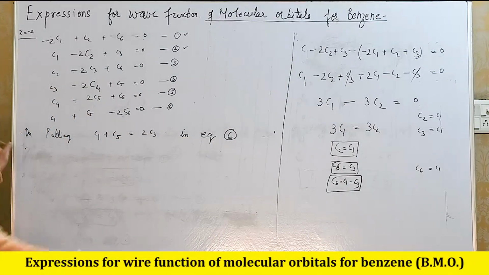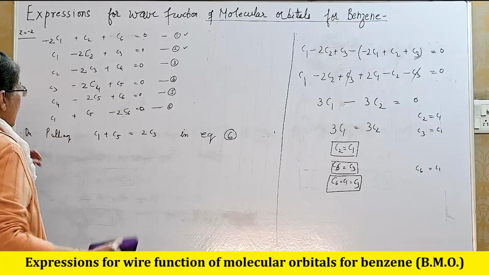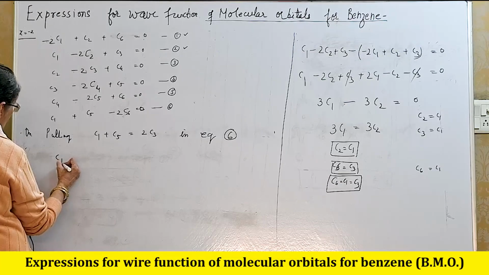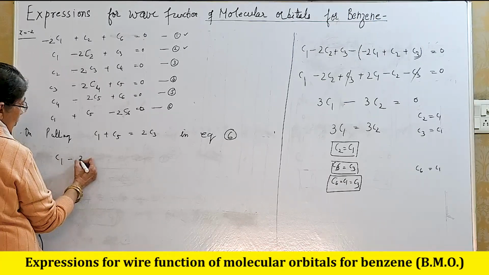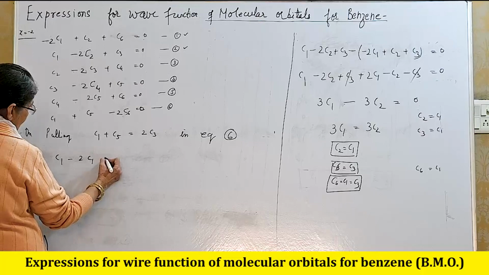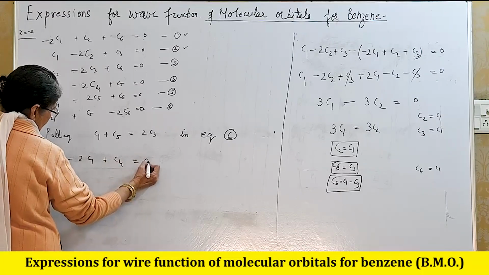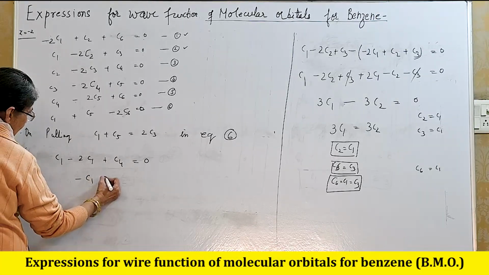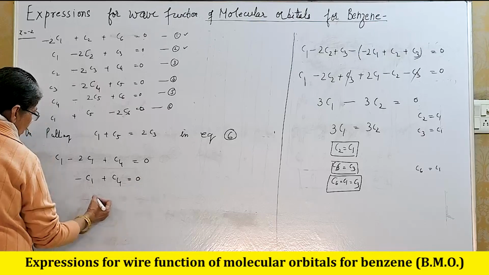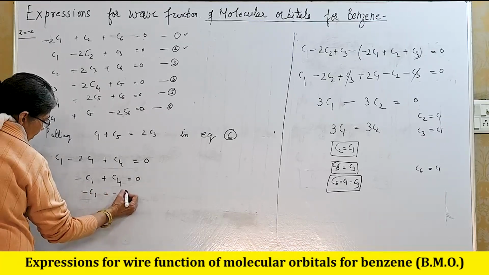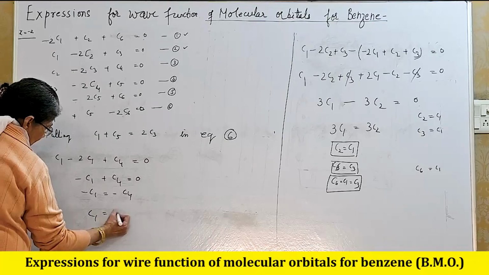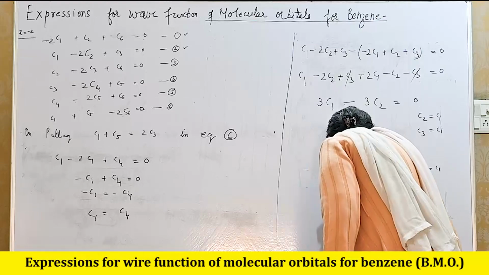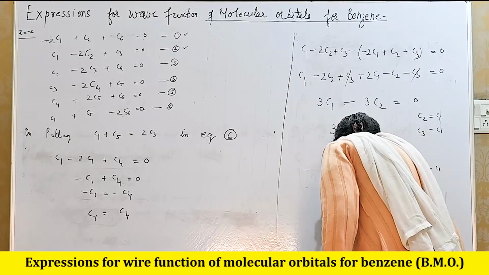So we can keep in this C2 is equal to C1, minus C3 is equal to 2C1, plus C4 is equal to 0. Therefore, minus C1 plus C4 is equal to 0. Minus C1 is equal to minus C4. Therefore, C1 is equal to C4. So, again we got C4 in terms of C1.